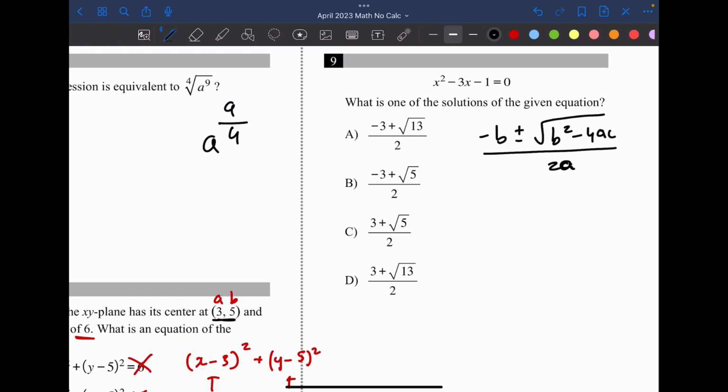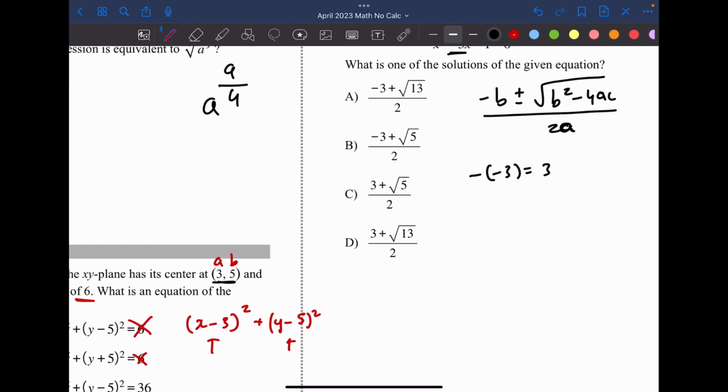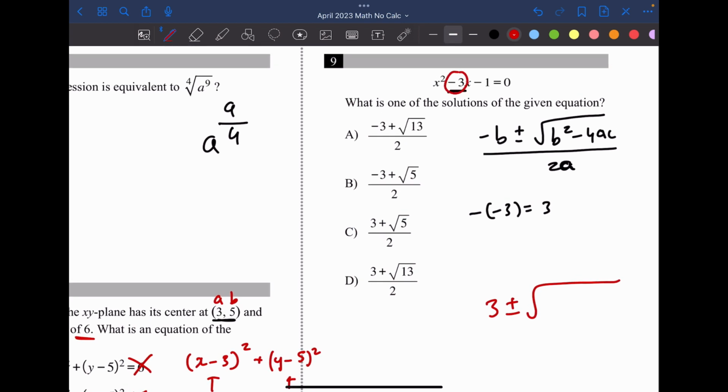So first, negative b. What is b? b is negative 3. So negative of negative 3 is equal to 3. That means so far in the equation, I'm going to do it in red, we're going to have 3. And then plus minus the square root of b, which is negative 3. What is negative 3 to the power of 2? That's equal to 9. So I'm going to write 9 in here.